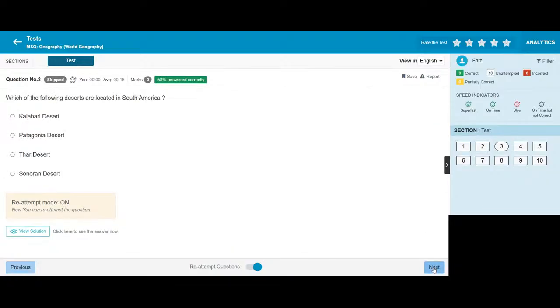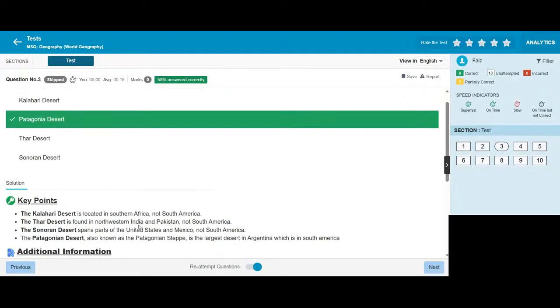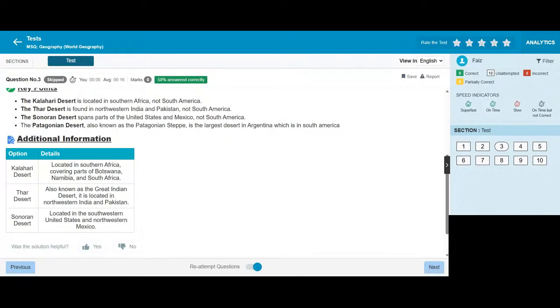Which of the following deserts are located in South America? Patagonia desert. The Kalahari Desert is located in southern Africa, not South America. The Thar Desert is found in northwestern India and Pakistan, not South America. The Sonoran Desert spans parts of the United States and Mexico, not South America.